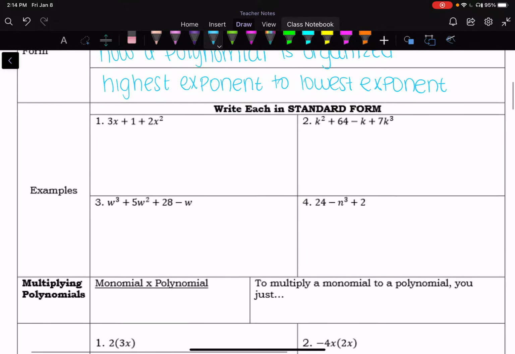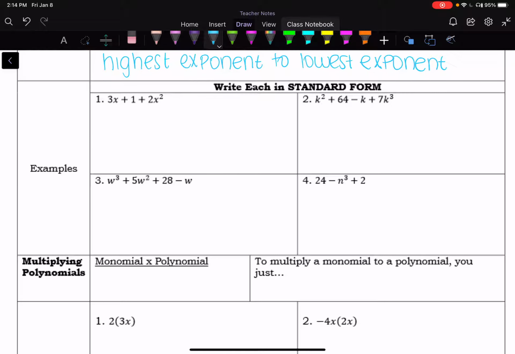So now we're going to move down to examples 1 through 4, and we're going to write each of these in standard form. The first thing that we need to do is identify the exponents for all of these. 3x has an exponent of 1. The number 1 is a constant, so it does not have an exponent. And then 2x squared has an exponent of 2. My highest exponent here is 2x squared, so this number will go first, followed by my next highest, which is 3x, and ending with my constant of 1.